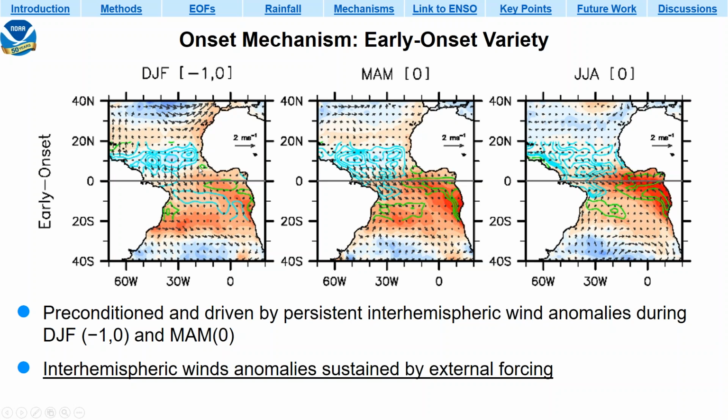So it's really difficult to say that this is really an AMM mode. Instead, we think that this persistent cross-hemispheric wind is forced by something else, by external factors. We're going to talk about that in a later slide. So it's an externally forced case. That's what we think.